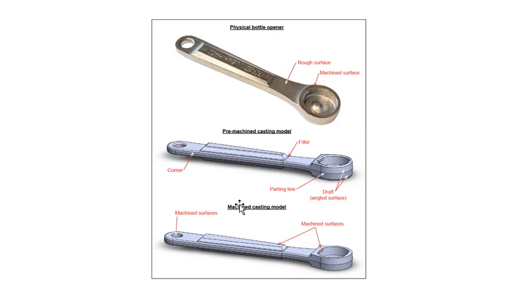Your physical bottle opener, and you can see this, and of course the cartoon drawing, and here is showing you the pre-machine casting model, and here is your machine casting model. Your rough surface here, your machine surface is right there. You can see the fillet, the corner, the parting line here for your physical bottle opener, and then of course your draft is here. This is where your angled surface is going to be. Your machine surfaces are right there.